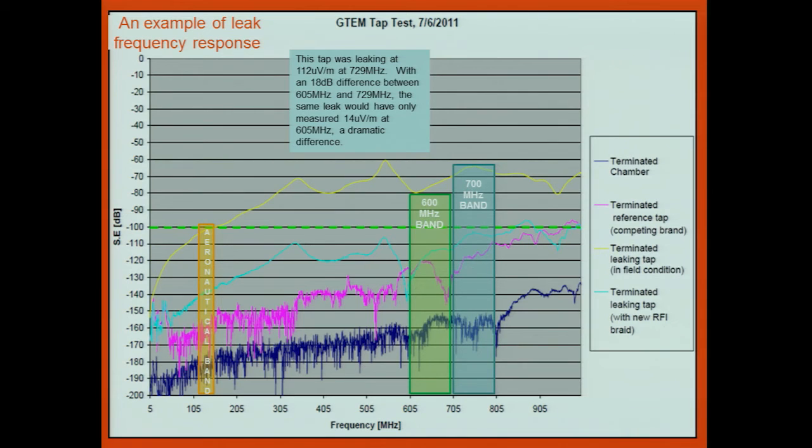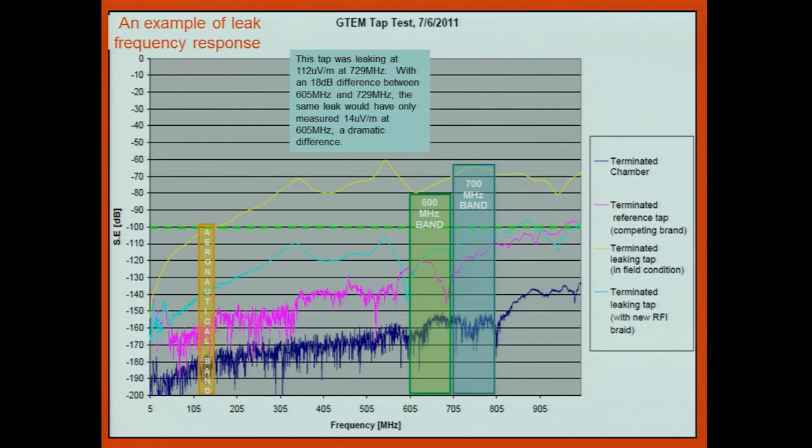Yet, at 700 megahertz, it represented as 112 microvolts per meter. At 600, it was only 14. So the technician who was responsible for addressing this leak, if he had just used a near LTE testing, which a lot of the industry does, and he's charged with making a repair or an ignore decision, he would have ignored it. It's only 10 dB. So we're trying to emphasize here the importance of measuring within a relevant frequency.